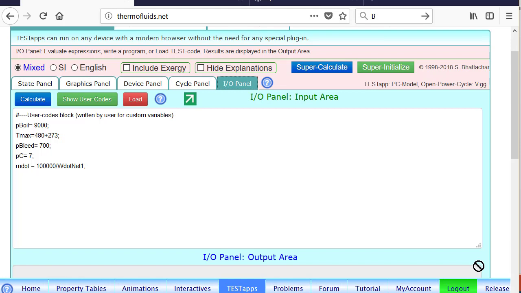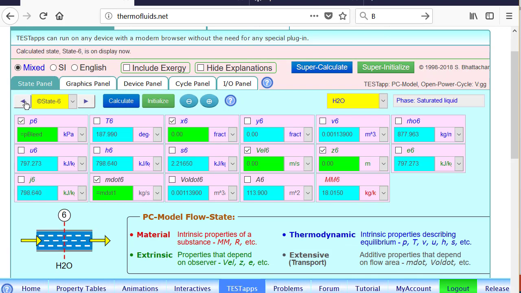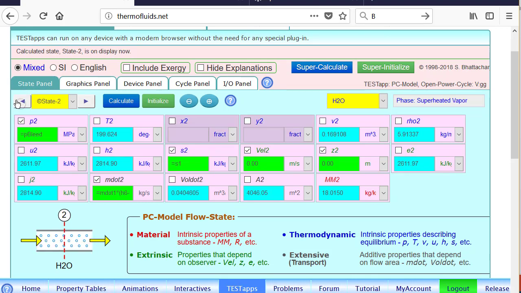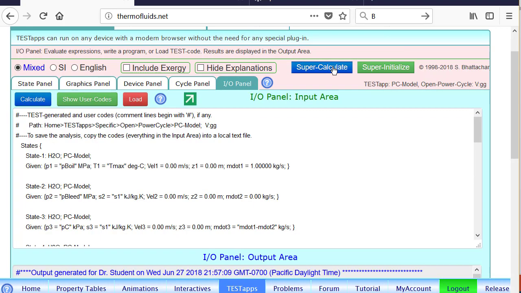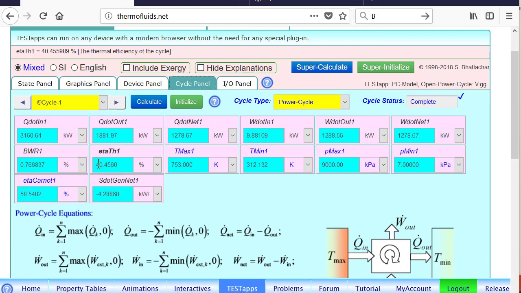Okay, now suppose we'd like to know what the thermal efficiency would be if there is no bleeding at all. So how can we stop the bleeding process? If we go to state 2, that's where the bleeding was taking place, if you recall. So if I set m dot 2 to 0, that means I'm not bleeding at all. Now if I run a super calculate, let's go and check the cycle panel and look at the efficiency. Look, the efficiency has gone down.